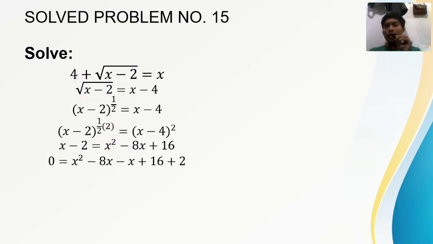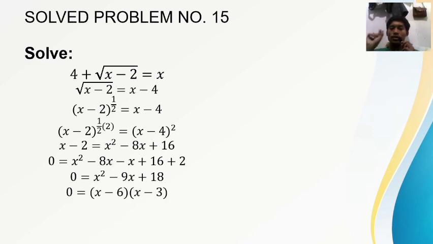Sorry, we have a typographical error. So, it's 2 rather. I was confused how come it becomes 12. So, it is 2. So, 16 plus 2 is 18. So, since we're in a quadratic equation, how to solve it? We have to factor. We have to find the factors of 18 that can sum up to the middle term. So, I chose negative 6 and negative 3. If we add them, we have negative 9. Then, we have 2 roots.